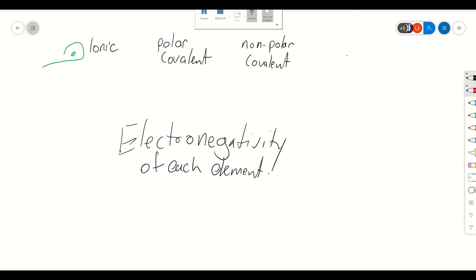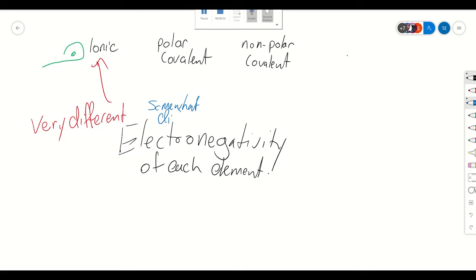All right. So if you have very different, you end up with having electronegativity somewhat different, you end up at a polar covalent, and pretty much the same or identical, you end up at a non-polar covalent. Yep. Too easy.